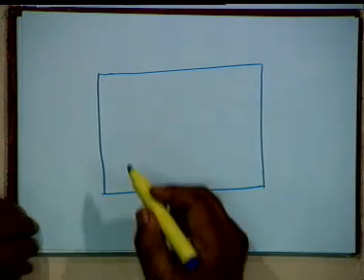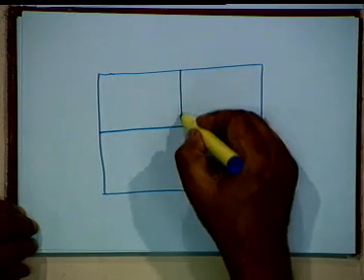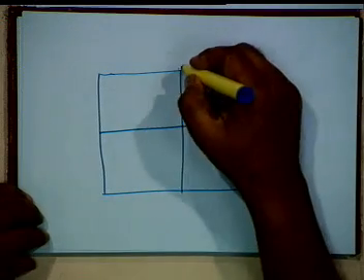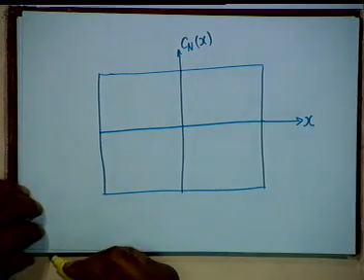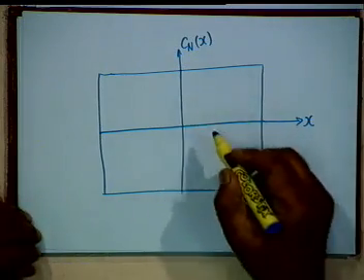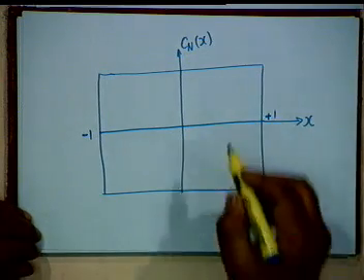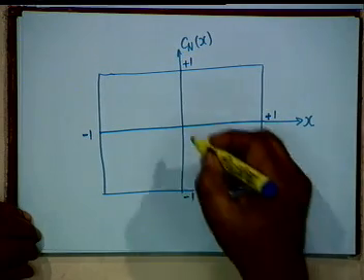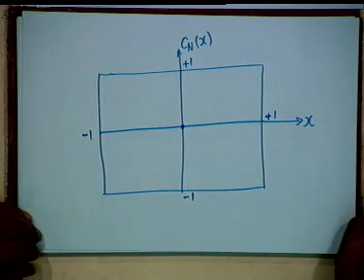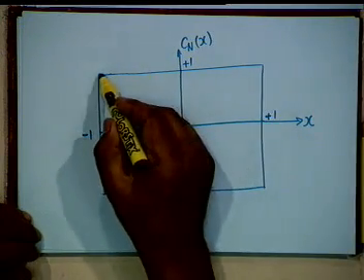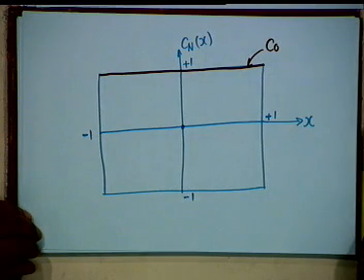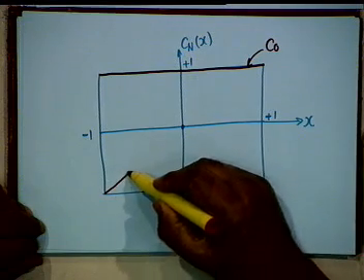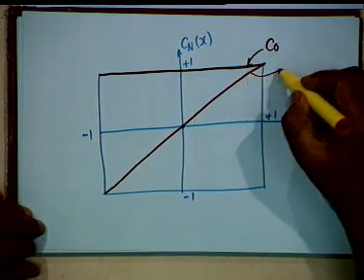Draw this picture, draw a square and divide into four equal parts. We plot C n of x in this direction and x in this direction. This is minus 1 and this is plus 1. C n of x is plus 1 here and minus 1 here. Okay. Then C 0 of x is the brown line, C 0. C 1 of x is x, and therefore it is a straight line passing through the origin. This is C 1.